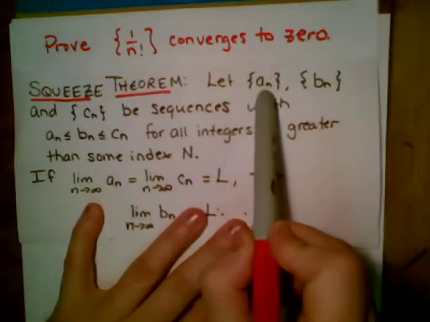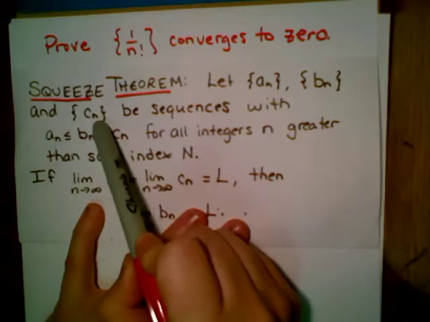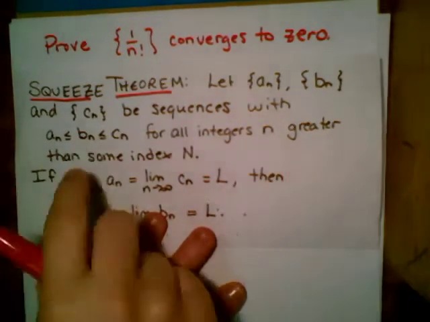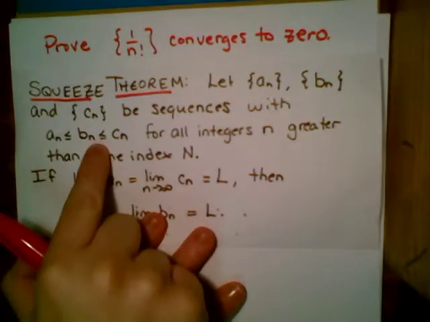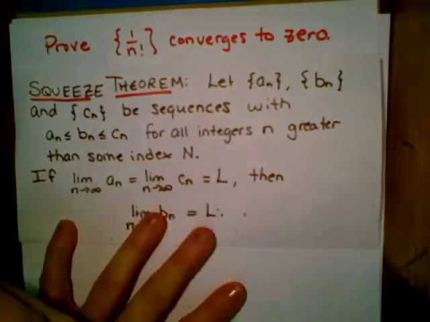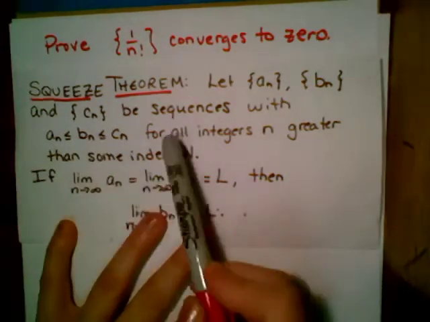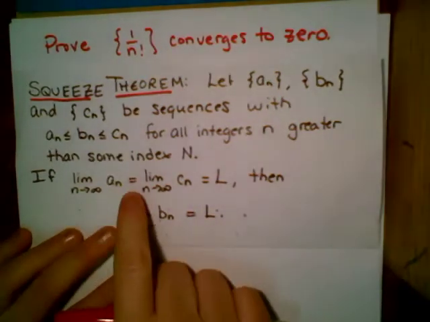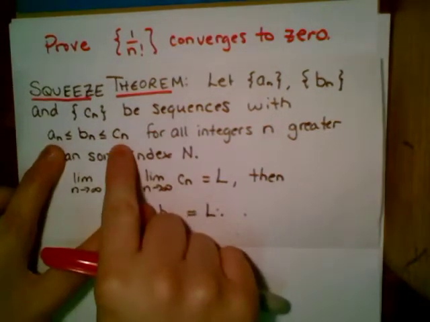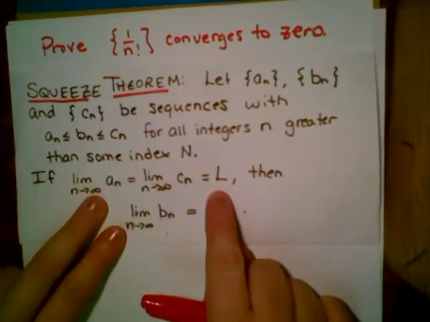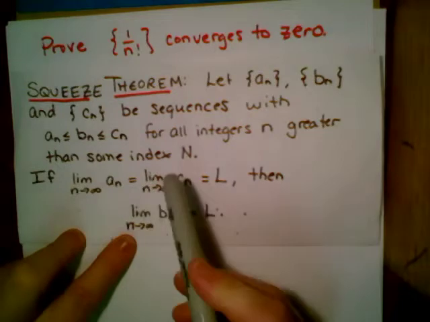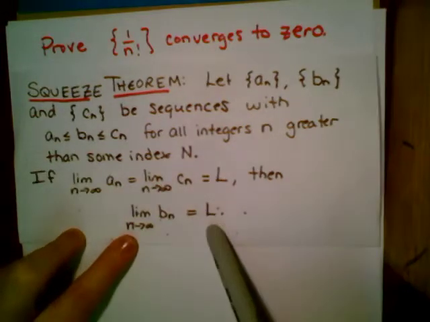We need to show a relationship among 3 sequences. We need to show this double inequality holds at least for all but maybe the first n terms, so we can ignore the first finite number of terms, as long as we can prove this is true for the remaining infinite number of terms. And if we can show the 2 sequences on the end converge to the same limit L, then that middle sequence also converges to L.